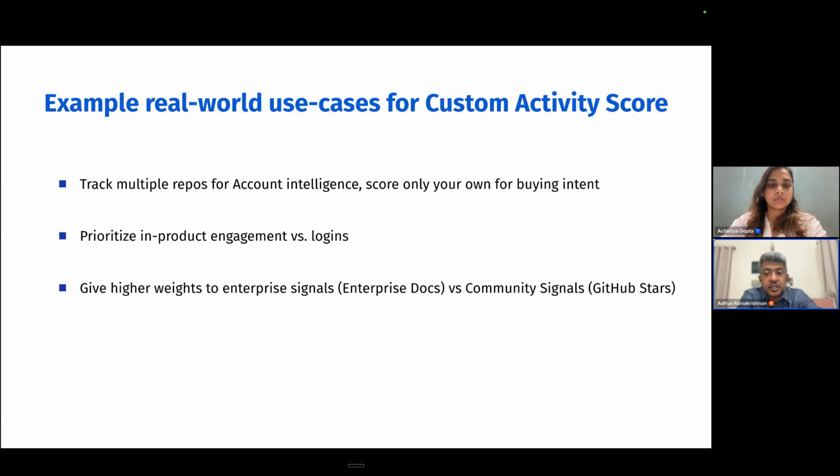And like the previous example I was giving, that's another one where if you want to weight enterprise signals versus community, or you want to weight SMB versus enterprise, or any particular subsegment like that which manifests a different behavior in product interactions, that's another great way to use the weights in custom activity score. Yeah, I'll pause here.